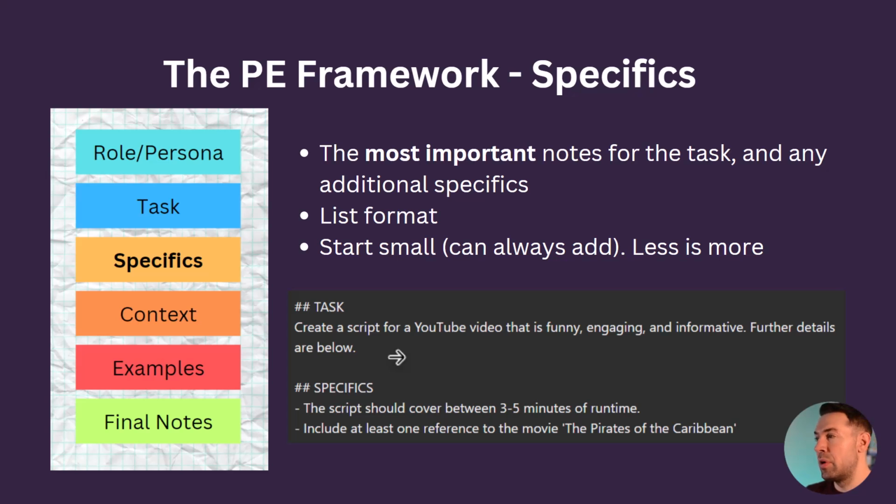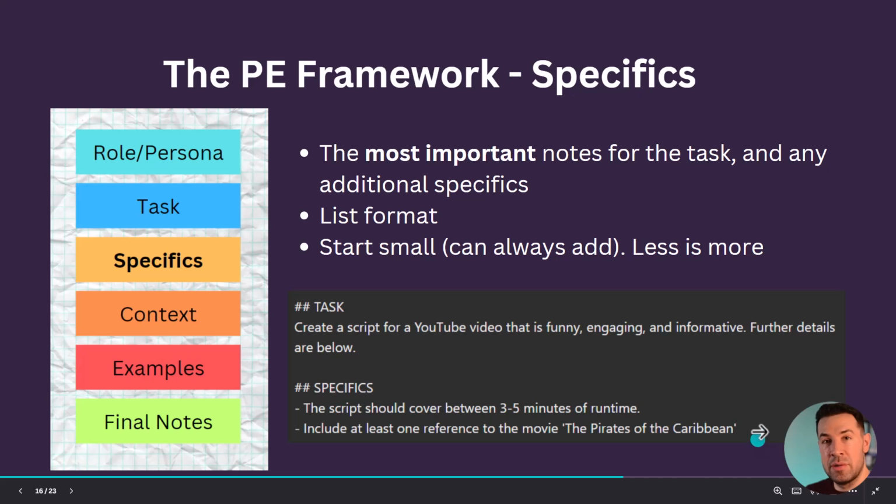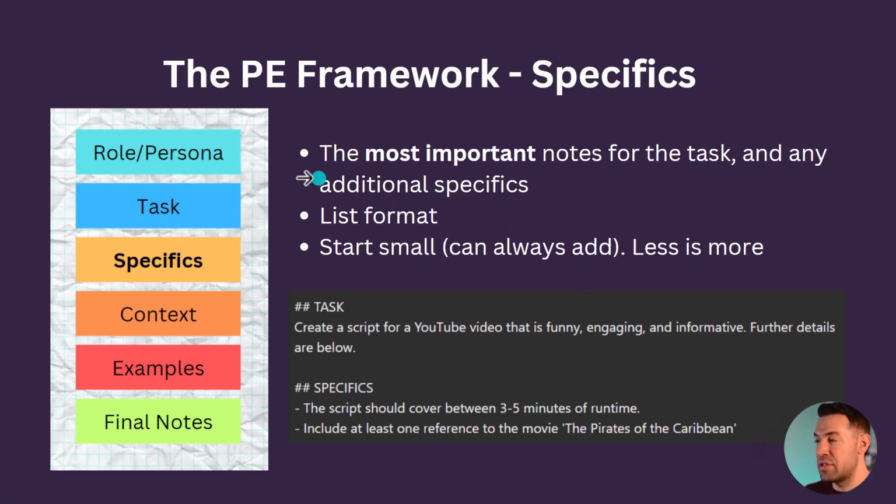The next component of the framework is going to be the specifics section. And this is where you're going to list out the most important notes for the task, the additional details of the task. So you can see an example here for the task is creating a script for a YouTube video. In specifics, you provide the details that you want between 3 to 5 minutes runtime, and to include at least one reference to the movie Pirates of the Caribbean, whatever you want, whatever for your use case.